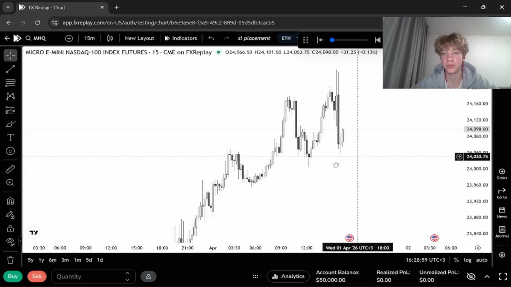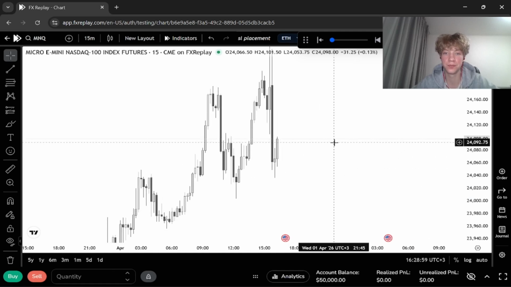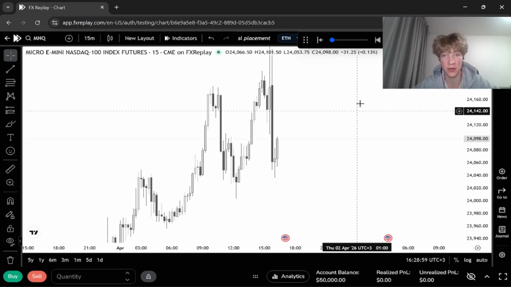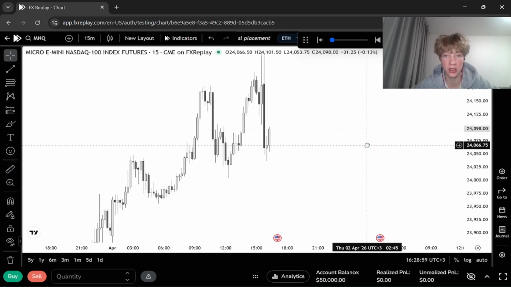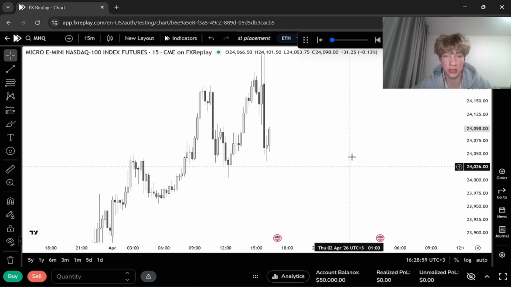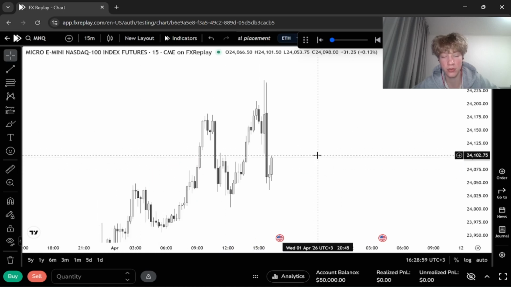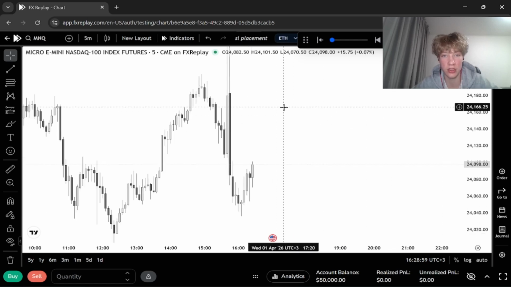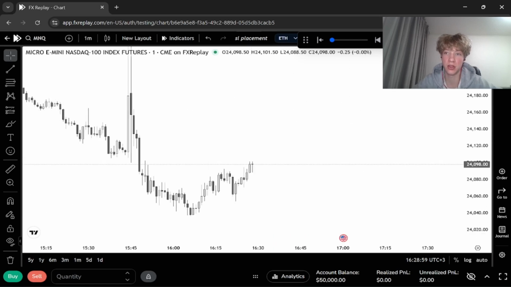Also, on 15 minutes, we do have this 15-minute gap that we have to keep in mind. And yeah, just this gap. Not much, nothing crazy. So let's just see how the market opens up for us.